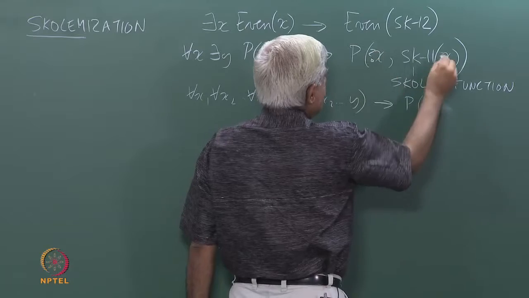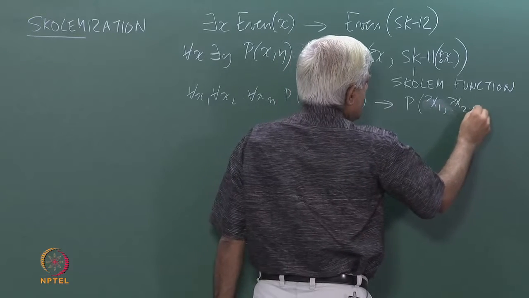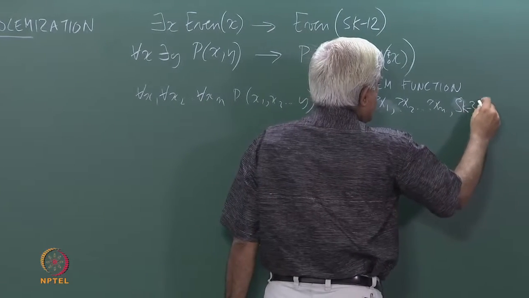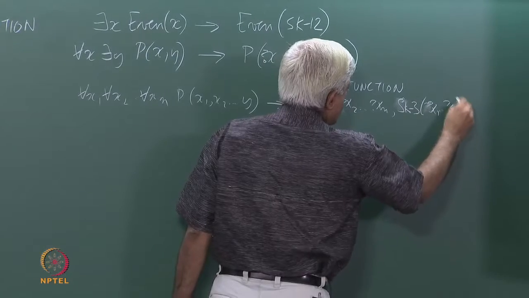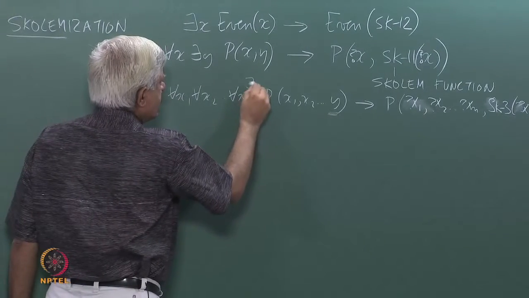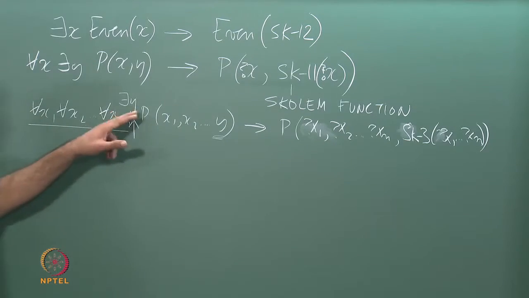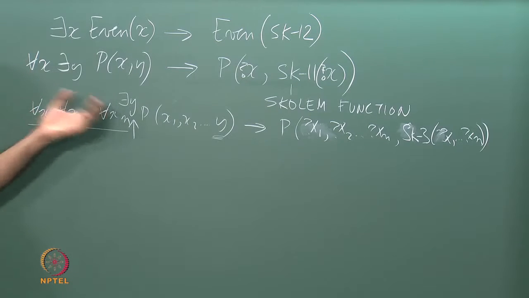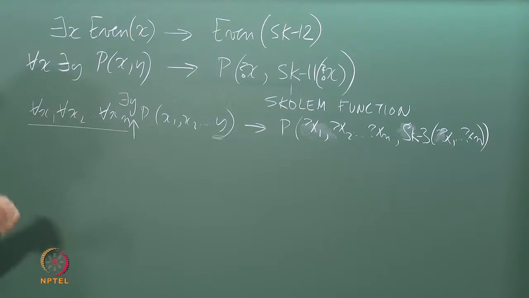So I should put a question mark here, because x is a universally quantified variable, x1 to xn. So this y, which is in the scope, so there exists a y here, is in the scope of all these universal quantifiers for x1 to xn. So this y becomes a Skolem function of x1 to xn. So in general, you just look at what the universal quantifiers are on this side, and make that variable a function of them essentially.